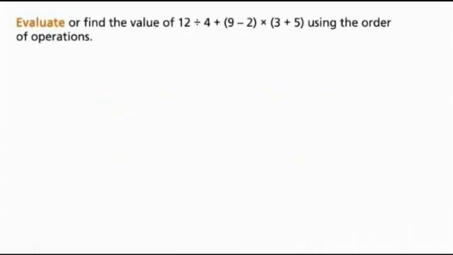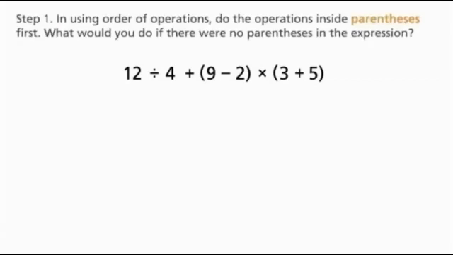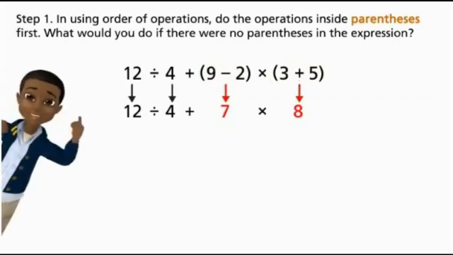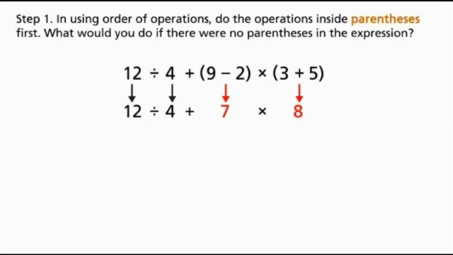Evaluate, or find the value of, 12 divided by 4 plus the quantity 9 minus 2 times the quantity 3 plus 5 using the order of operations. Step 1. In using order of operations, do the operations inside parentheses first. Remember to rewrite the calculations that still need to be done. What would you do if there were no parentheses in the expression?